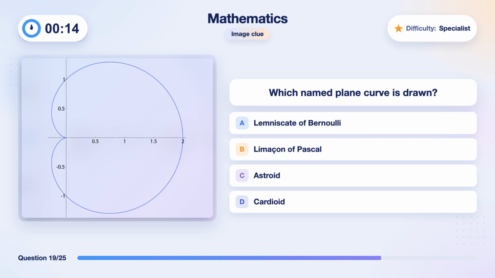Which named plane curve is drawn? The choices: A. Lemniscate of Bernoulli, B. Limaçon of Pascal, C. Astroid, D. Cardioid. Dig deep. The answer is close. Time: 14 seconds. Don't stall.